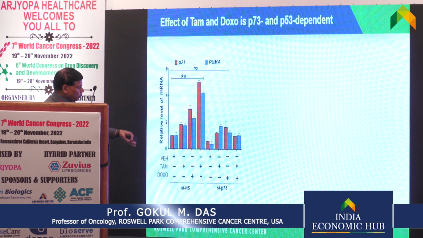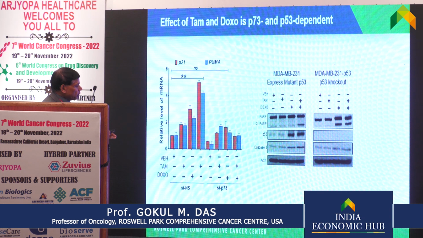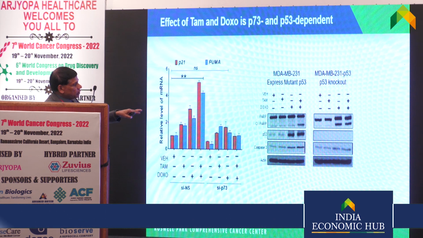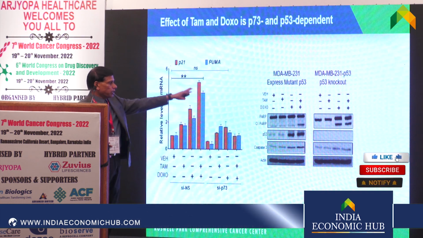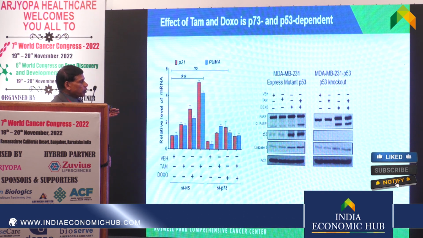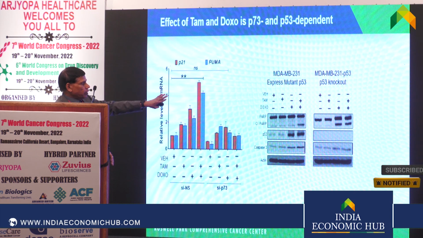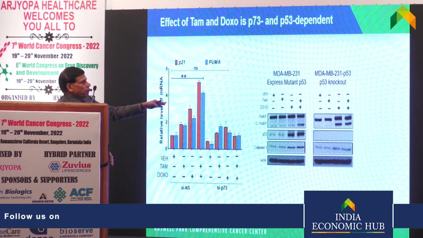When you knock down P73, with siP73, that effect is much lower. Similarly, P73 is necessary. P53 is also necessary. When we knock out P53, all you need to look at is the last lane in each of these two panels, the top. You can see the dark band only appears in the mutant P53 cases, whereas in the P53 knockout case, whether you add tamoxifen or not, the apoptosis occurs.